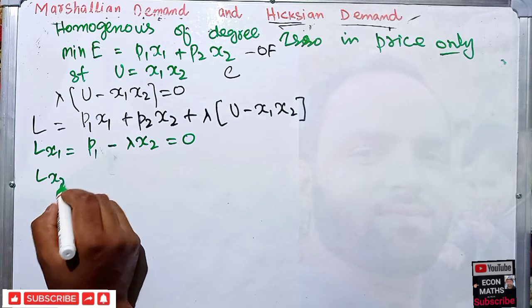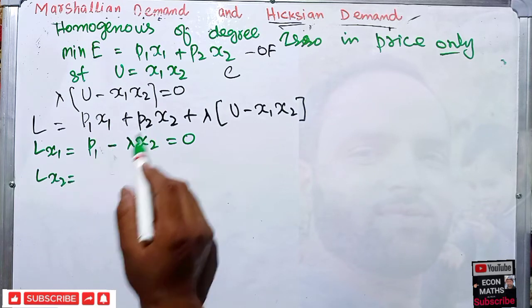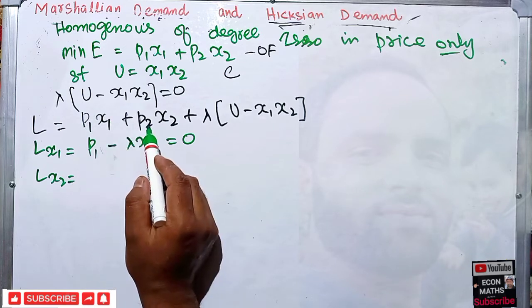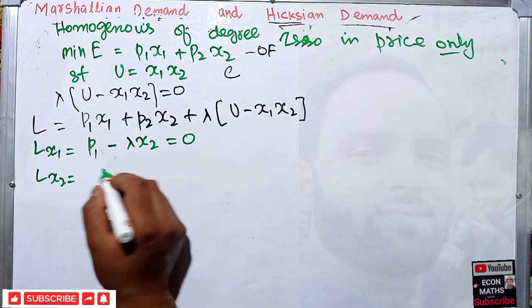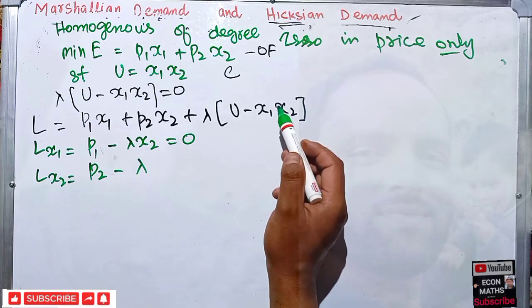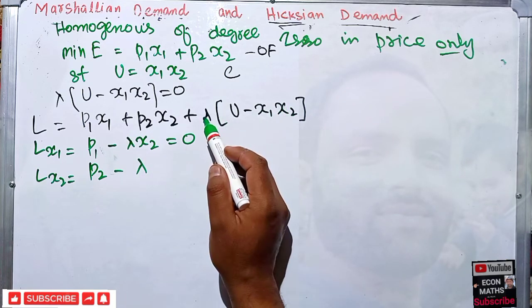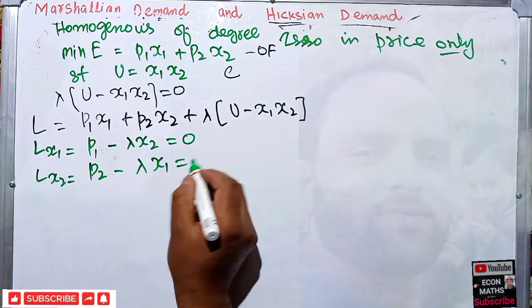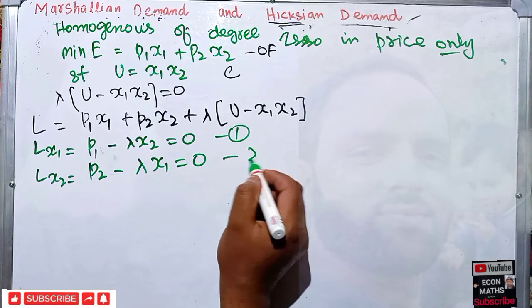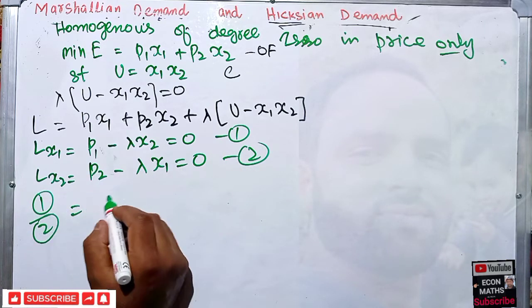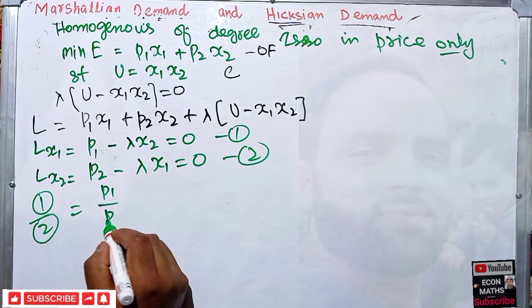Similarly, differentiating L with respect to x2, this will become 0. Here the derivative of x2 is 1, so this will become p2 minus lambda. Here x1 x2 will become x1, so we are left with this minus lambda x1 equal to 0. This is equation first, and second we divide these two, we are left with p1 divided by p2.